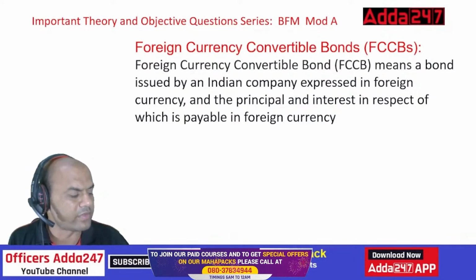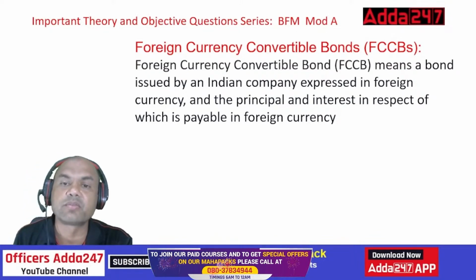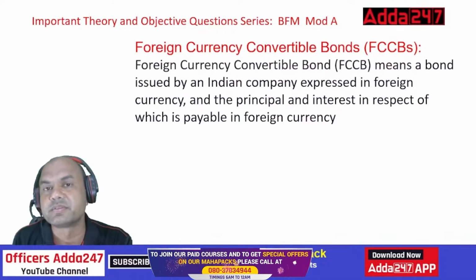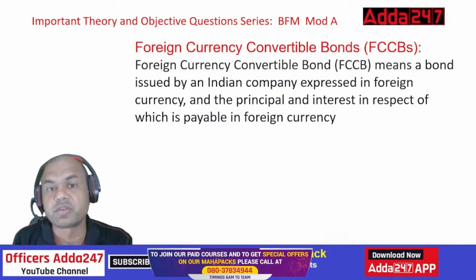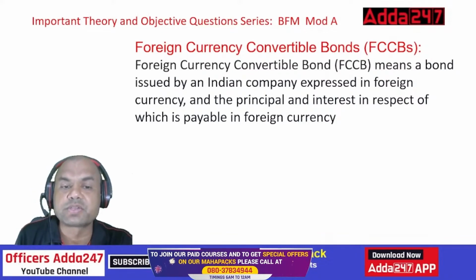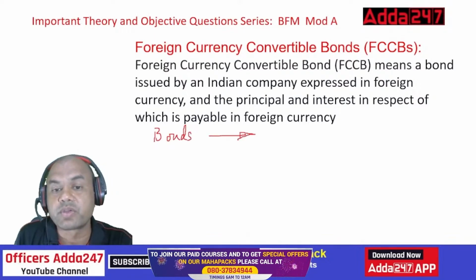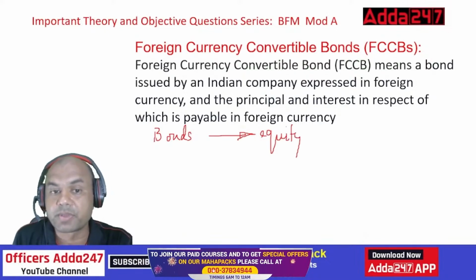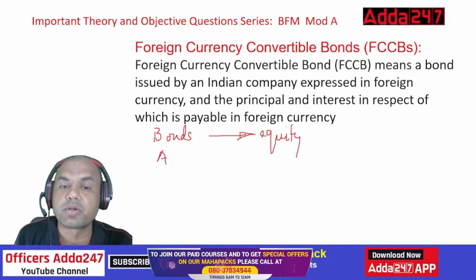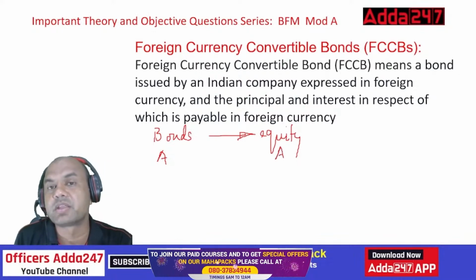So in that case, what is the difference in FCCB? FCCB means this bond can be converted. Converted means what? Suppose I issue this bond, I can convert this into other terms like equity. I can convert it into equity of the company if it wants. Means same company, not of another company. Suppose if A company is issuing the bond, then only the equity of A company can be converted.